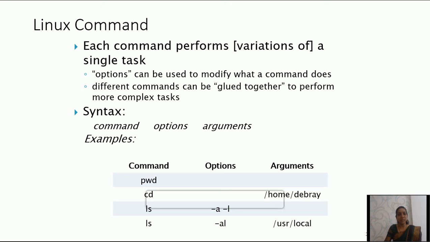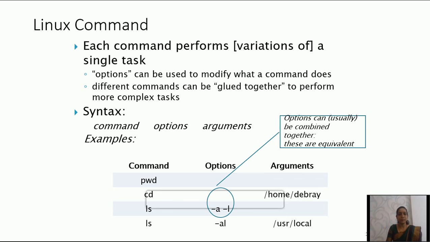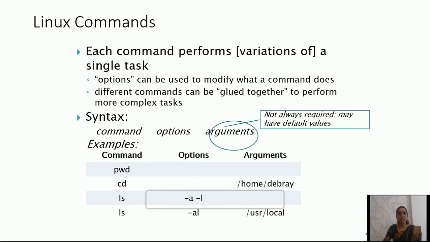In the third example, ls is the command which is used to display the files and the directories, where the options are preceded with hyphen. So -a, -l, two options are given but the argument is not given. In the next example, along with the ls command, two options are combined with each other and the argument is also given. Instead of specifying multiple options separately, we can combine them and just use a single hyphen symbol.